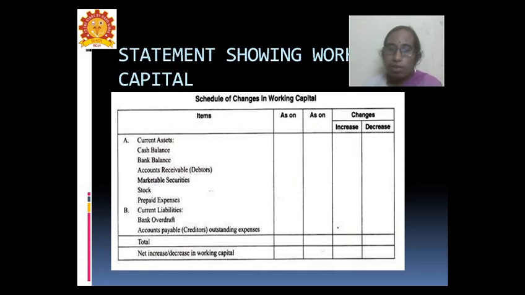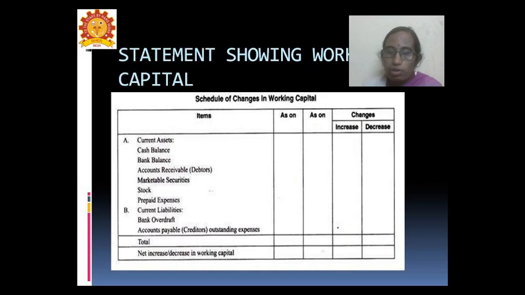When we compare current liabilities between the two years, take creditors for example. The creditors amount for the current year is 20,000 and for the previous year 30,000. From 30,000 it has decreased to 20,000. When a current liability decreases, there is an increase in working capital, because the obligations are being fulfilled by the business.